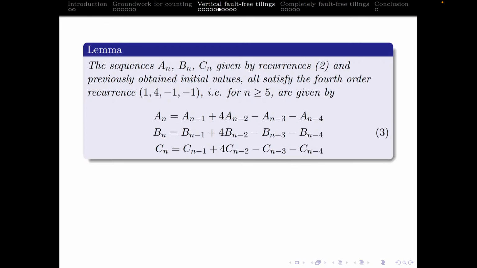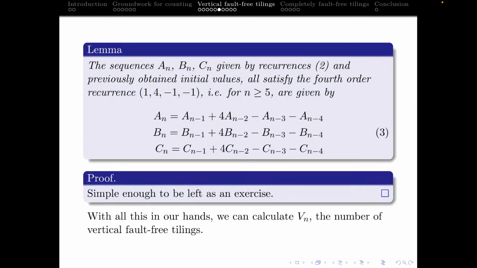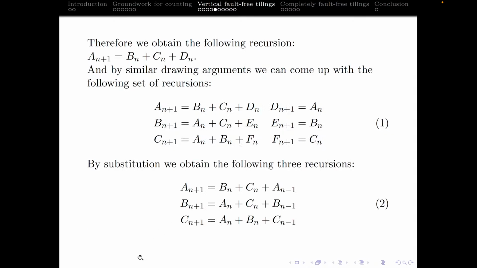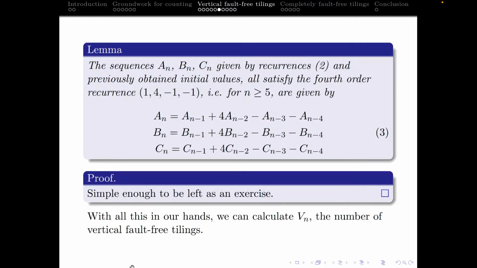So we do not necessarily need to rely on the intuitions. It is very simple, because we only have to manipulate these three equations. From that we can see that an, bn and cn follow the same recursion, 1, 4, minus 1, minus 1.